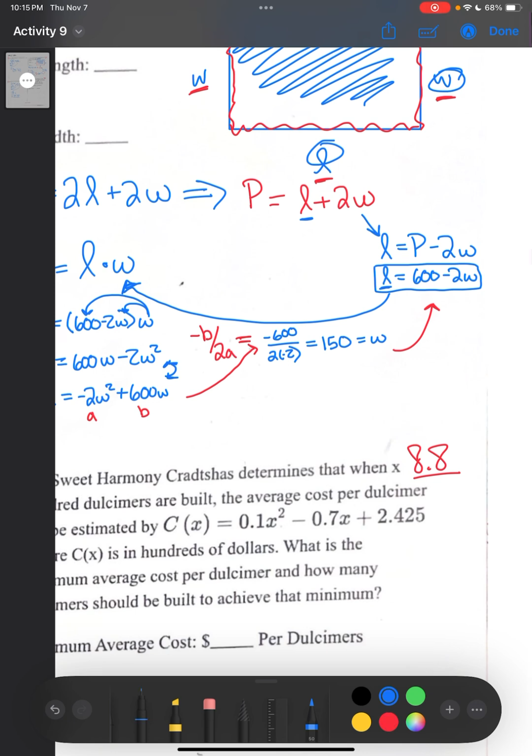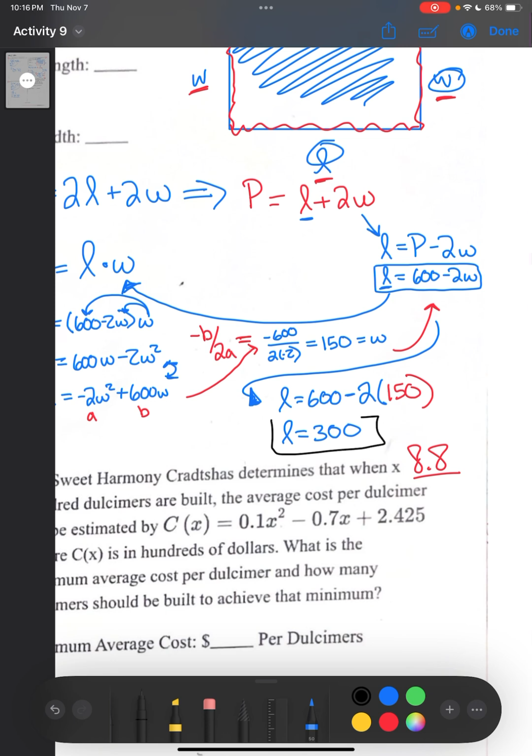So from there, we're going to do it over here just so we don't get confused. L is going to equal 600 minus 2 times W, which we found out right now is 150. So when you simplify this, you get length equals 300. So this is where you should see length equals 300, and our width equals 150.